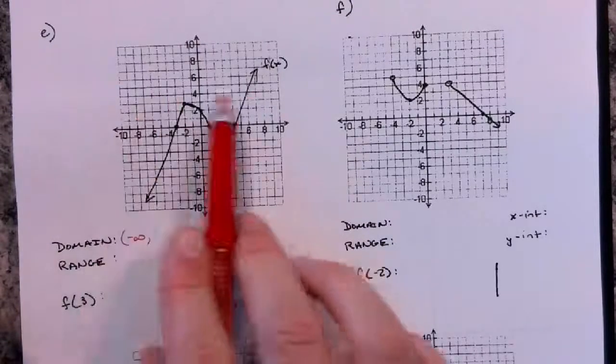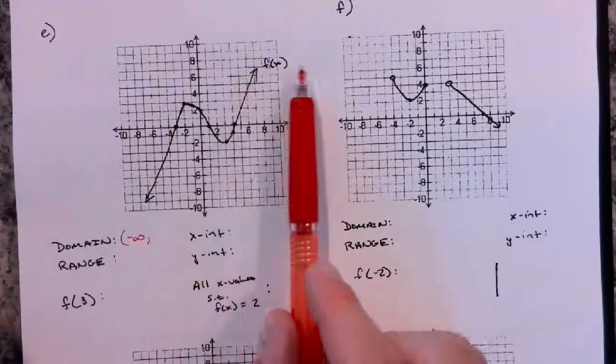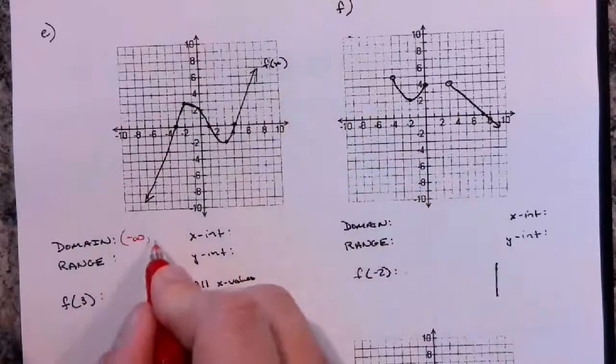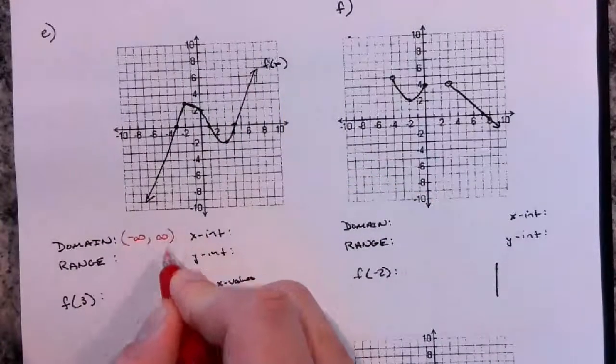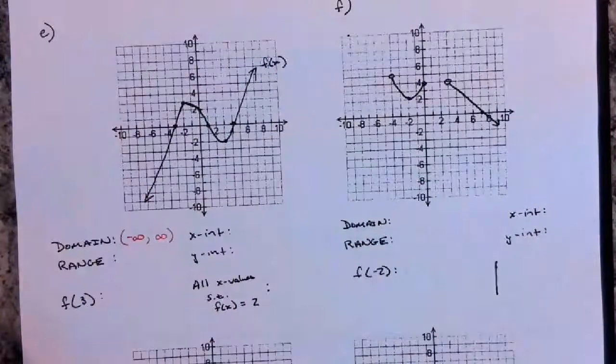And how far to the right does this go? Following this straight across. Well, it goes all the way forever to the right, too. That arrow means it's going, so it's negative infinity to infinity. Parenthesis on the end. That's all real numbers, another way of saying that.